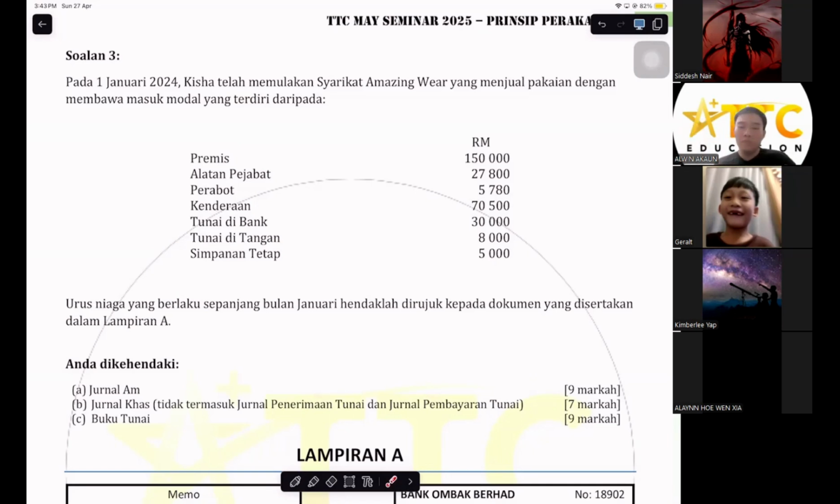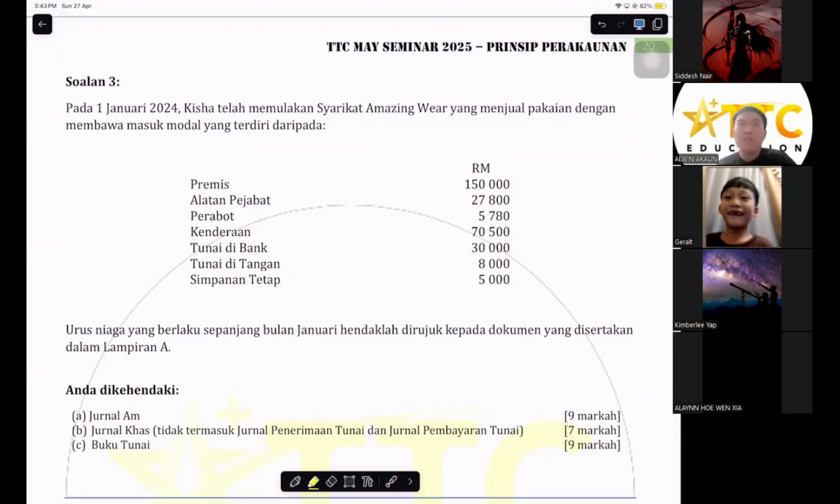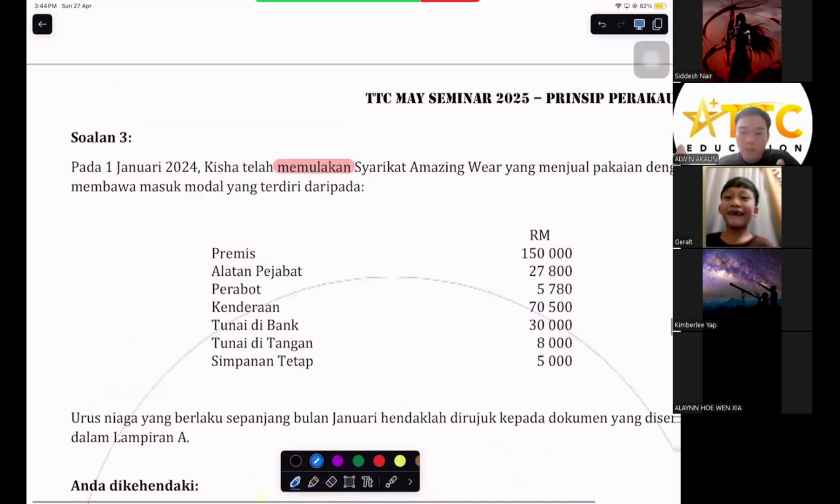Right. Now, first step always when we are doing our documents, you need to know what is your situation. Your situation here is memulakan. You just started business. So normally, the first step after we see memulakan, we will need to do our journal am. The journal am keterangan will be different depending on your situation. If this is memulakan, you will be writing memulakan perniagaan pada tarikh ini.